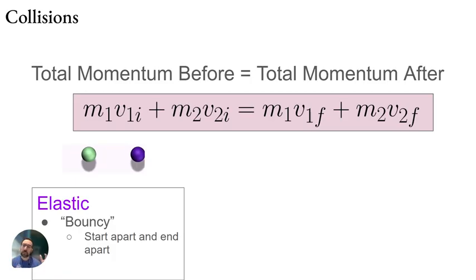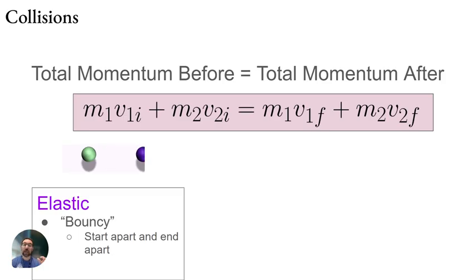So let's take a look at an example of an elastic collision. Here, one ball comes in, the green ball in the image, and hits the blue ball, and they don't stick together. They bounce off of each other. That is elastic. The equation for this type of collision would be written out like this.